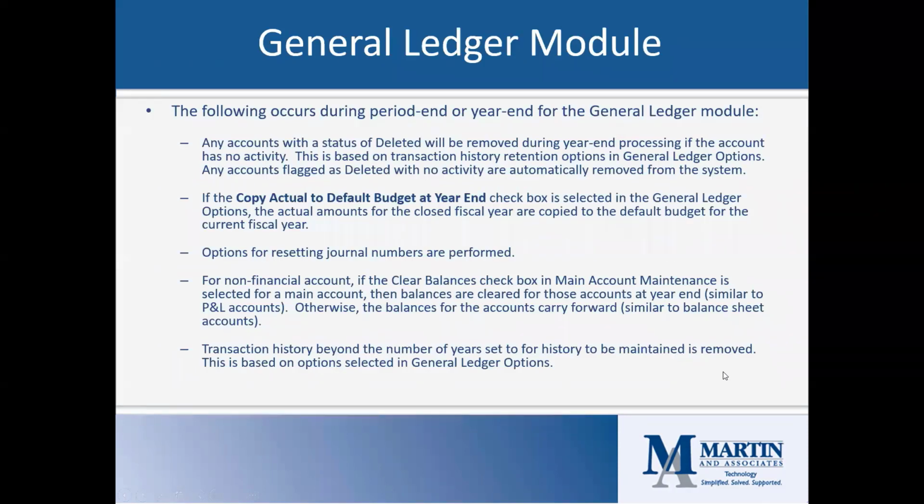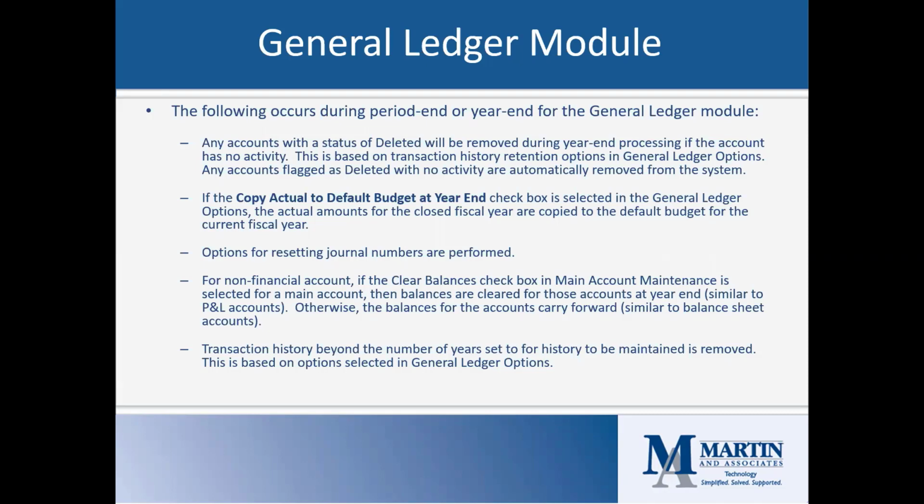Okay, general ledger module. So here's what occurs in the general ledger module when you're doing a period end or year end processing, because it can do a couple of different things. Any account in your chart of accounts that has a status of deleted will be removed during the year-end processing if the account has no activity. Okay, and it says this is based on transaction history, retention options, and the GL options. Any account flagged as deleted with no activity is automatically removed from the system.